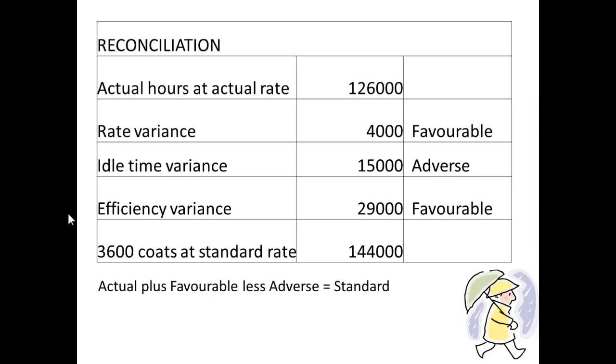Okay, let's look at the two possible ways of reconciling this. The actual hours at the standard rate, 126,000, a rate variance of 4,000 that was favourable, an idle time variance of 15,000 which was adverse, and an efficiency variance of 29,000 which is favourable. We take the actual time, we add the favourable parts, we remove the adverse parts, and we end up with the standard cost. So 126,000 plus 4,000 minus 15,000 plus 29,000 gives 144,000.